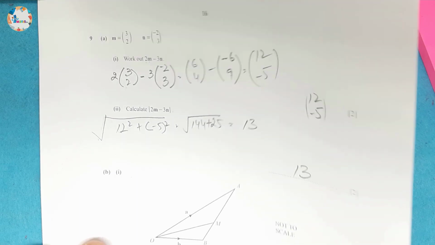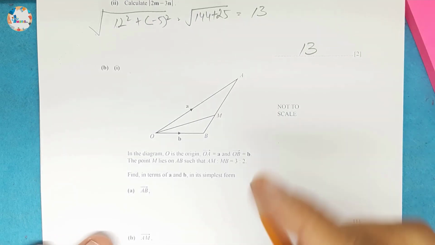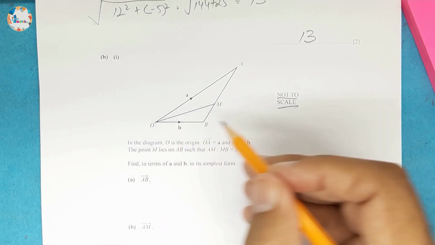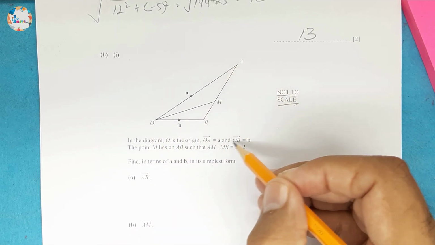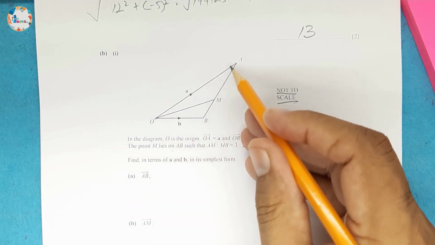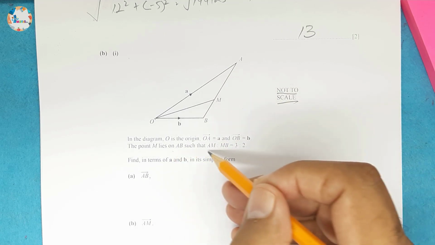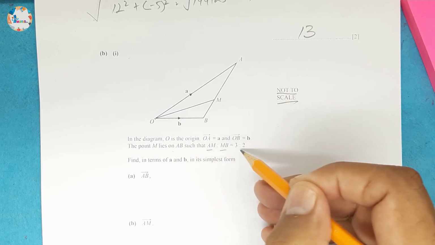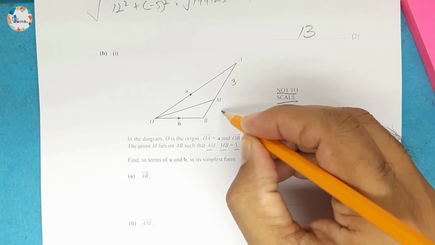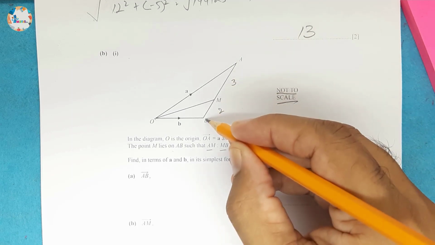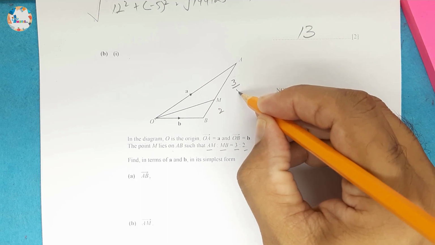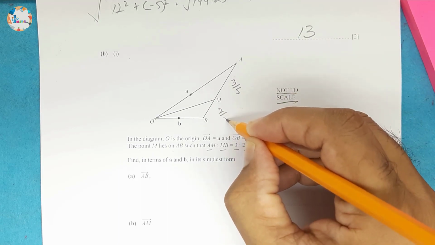B, first part, this is the vector diagram provided. In the diagram, O is the origin, this is O, OA is equal to a and OB is equal to b. The point M lies on AB, such that AM to MB is 3:2. So this is basically 3 and this is 2 portions. So we have divided this AB into 3 plus 2, 5 portions. So we can write here 3/5 and we can write here 2/5.